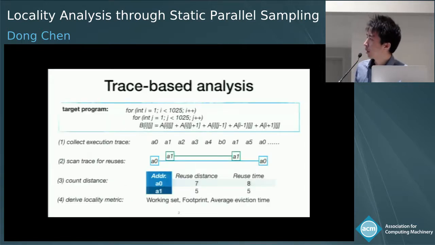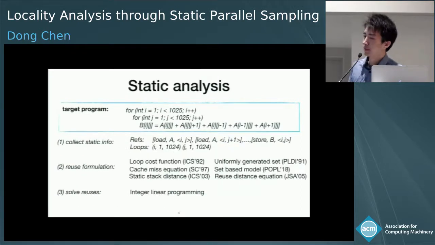There are mainly two ways. One is trace-based analysis, which first runs the program to collect its memory access trace. Then we scan the trace to detect the reuses, such as the reuse at address A1 and the reuse at address A0. During the scanning, the distances for the reuses are often counted. They are counted as either reuse distance, which is the number of distinct memory accesses between the use and its reuse, or the reuse time, which is the number of memory accesses between the use and its reuse. Here, A1 is accessed twice between the use of A0 and the reuse of A0, so the reuse time of A0 is one larger than its reuse distance. Once we get these distances, locality metrics are used to derive the cache performance.